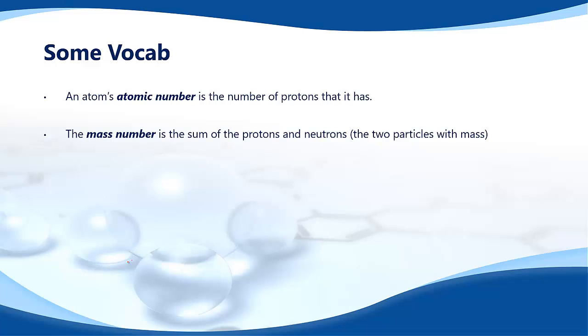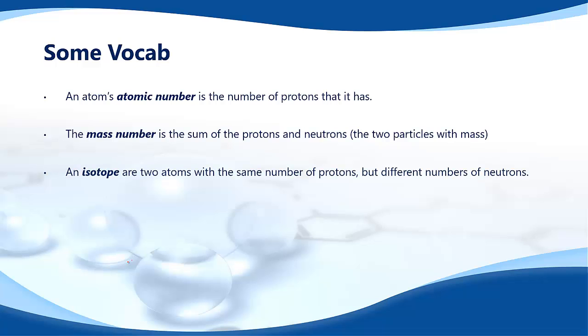Isotopes are atoms of the same element, so they have the same number of protons, but they have different numbers of neutrons. That means they have different mass numbers. For carbon, for example, carbon has 3 isotopes. Carbon 12 with 6 neutrons, carbon 13 with 7 neutrons, and a very rare radioactive form of carbon called carbon 14 with 8 neutrons. And carbon 14 is actually what they use in radioactive dating.